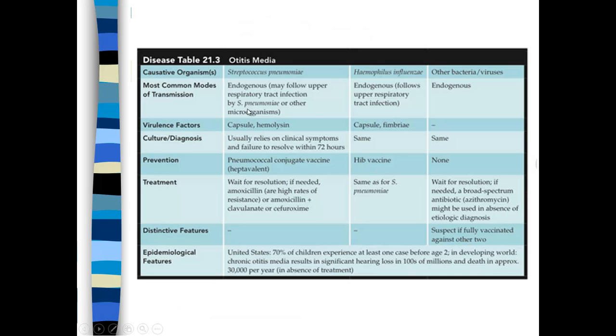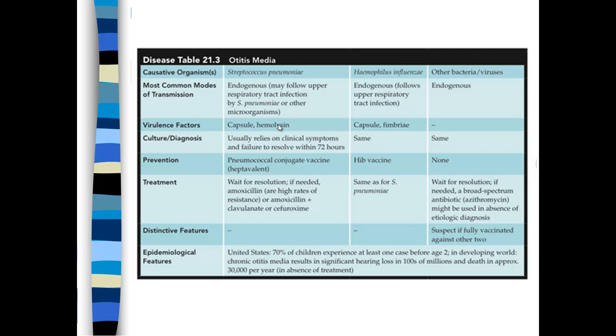Okay, here's our nifty chart. As you can see, Streptococcus pneumoniae and Haemophilus influenzae are endogenous. Both of these are capsular bacteria. Haemophilus influenzae has fimbria, so it can form biofilms. And Streptococcus pneumoniae has hemolysin, so it can break down red blood cells.